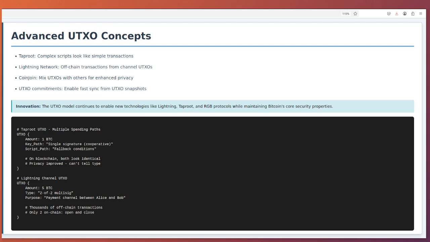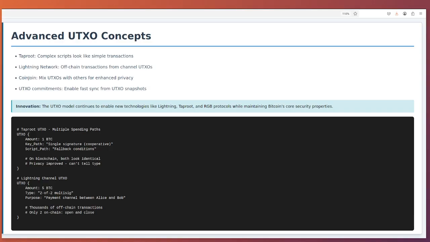Taproot, activated in 2021, revolutionized UTXO scripts. It allows complex spending conditions to look identical to simple single-signature spends on the blockchain. A multi-sig UTXO, a lightning channel, or a complex contract all look the same. This dramatically improves privacy and efficiency. Taproot UTXOs can have multiple spending paths, a key path for cooperative spending and a script path for fallback conditions.